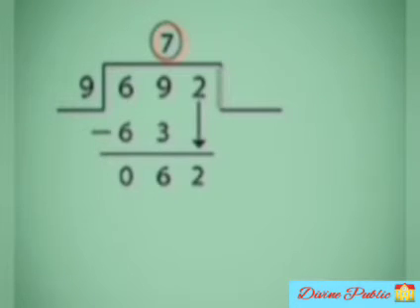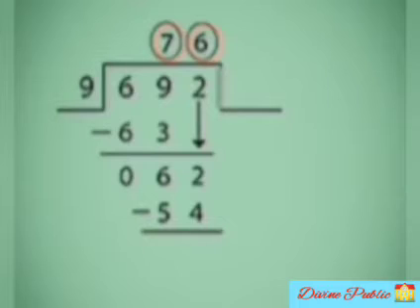Now bring down 2, write it to the right of 6. So 62 is the new dividend. 9 multiplied by 6 is equal to 54 and 9 multiplied by 7 is equal to 63, which is greater. So we take 9 multiplied by 6 is equal to 54. Write 6 in the quotient and subtract 54 from 62. Leaving 8 as remainder, the quotient will be 76 and remainder will be equal to 8.